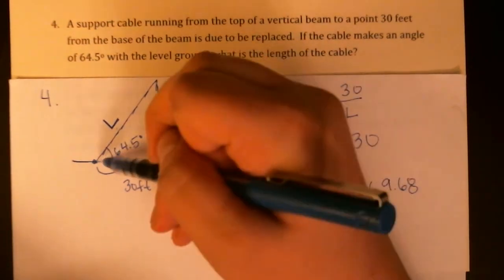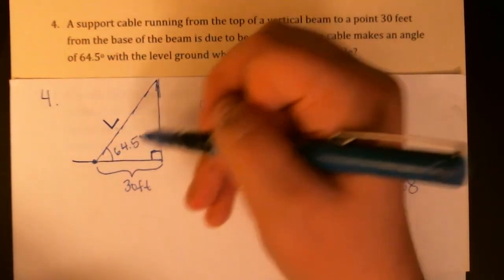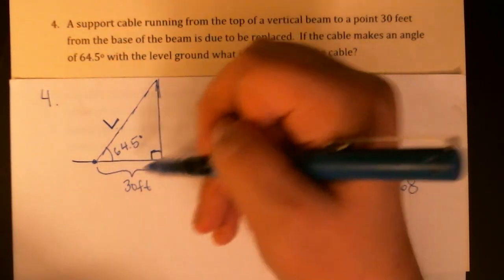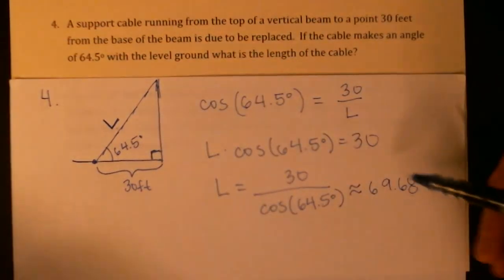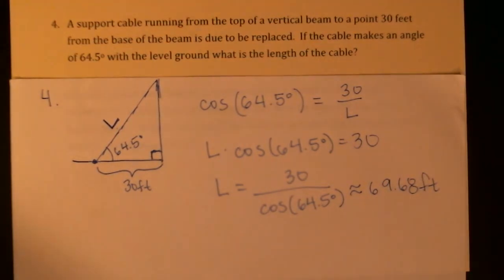Okay, so 64.5, that's definitely going to be a bigger vertical side than, say, a 45-degree angle, which would make them both 30. So it seems not too crazy. And the units on that should be feet. So just shy of 70 feet long.